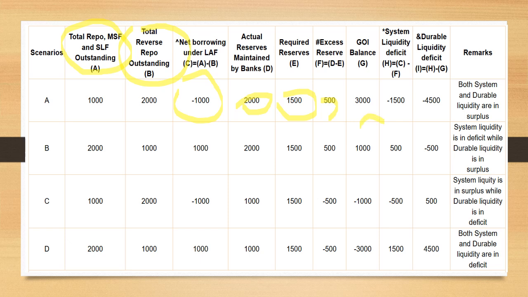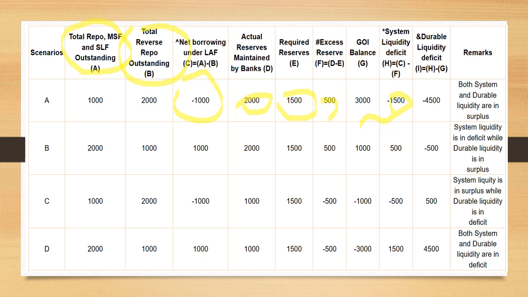This minus 1,500 number that you see here indicates that there is an excess liquidity in the system, because banks have first of all put money through reverse repo, and banks have also kept excess reserve. So the number becomes 1,500, which is nothing but C minus F. So C is this and F is this, so C minus F will give us that number.